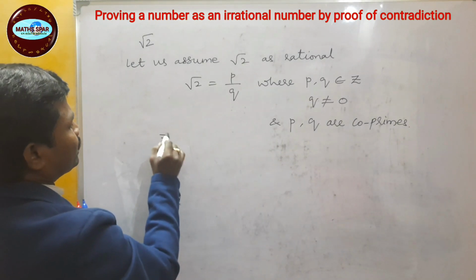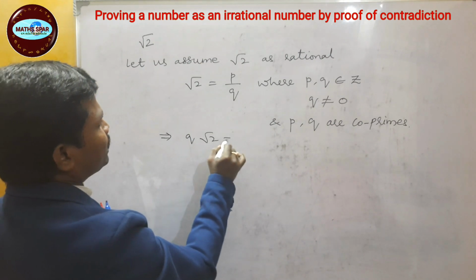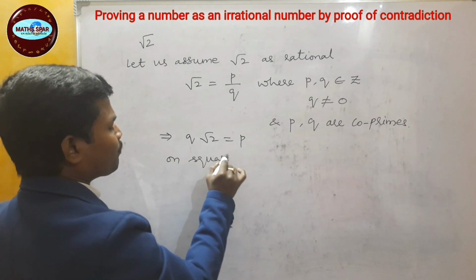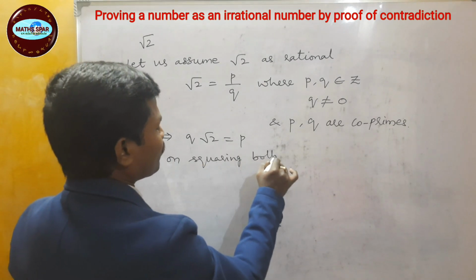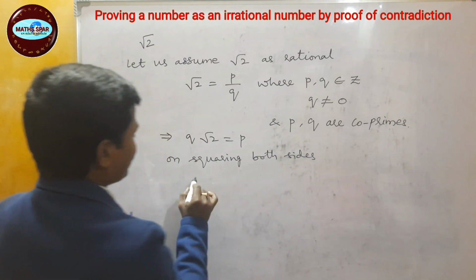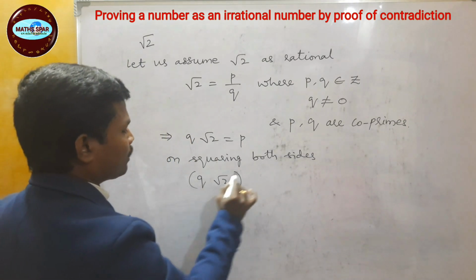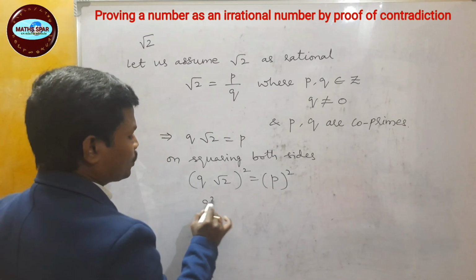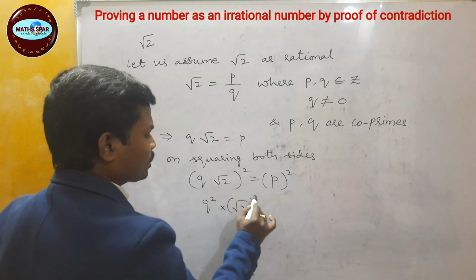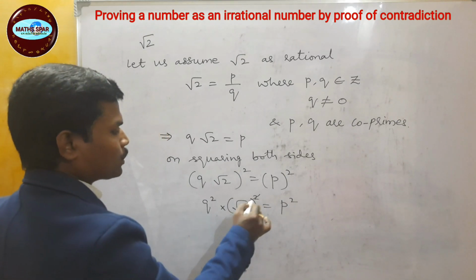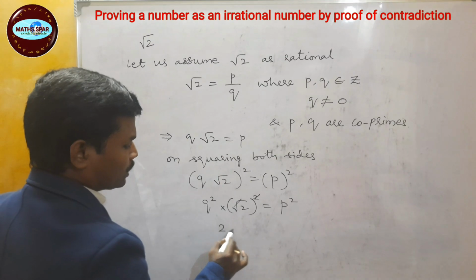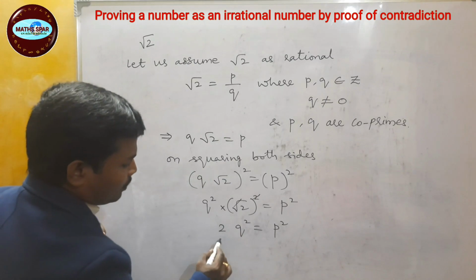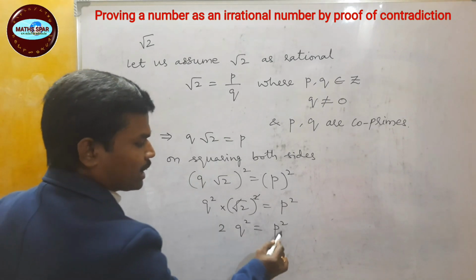Now this can be rewritten as q root 2 is equal to p. On squaring both sides, we get q root 2 whole square is equal to p square, that is q square into root 2 whole square is equal to p square. Square and root get cancelled. Now this can be written as 2q square is equal to p square.